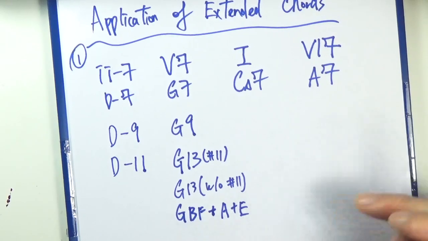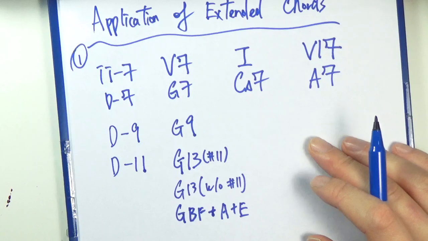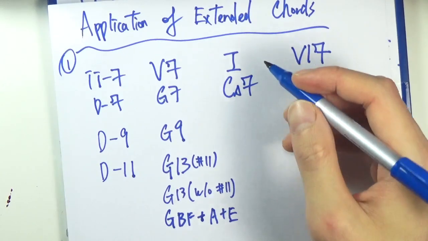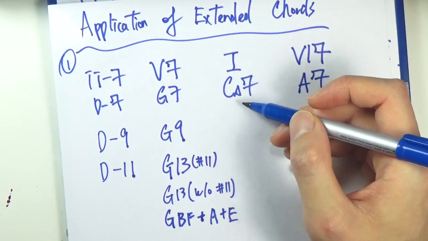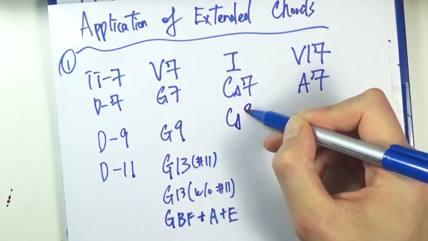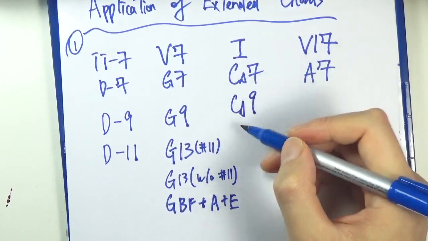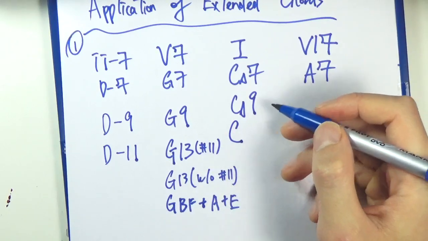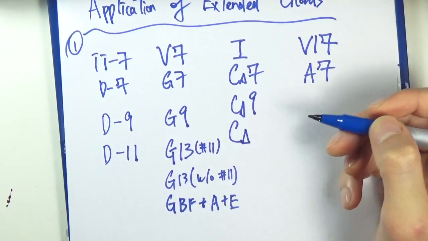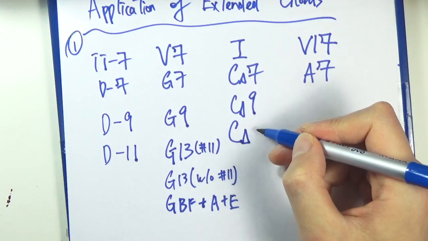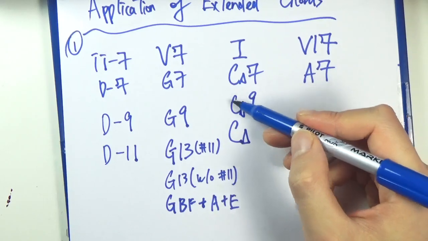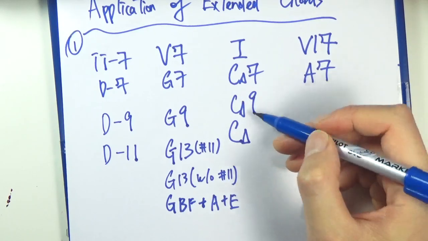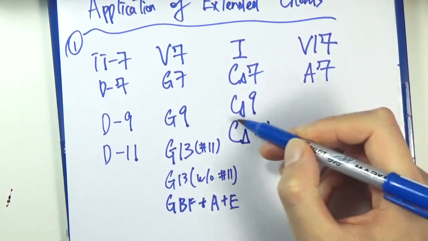Okay. Cool. C major 7th. You can do C major 9th. Well, actually, C major 9th is what you would usually see. We seldom use sharp 11 here.